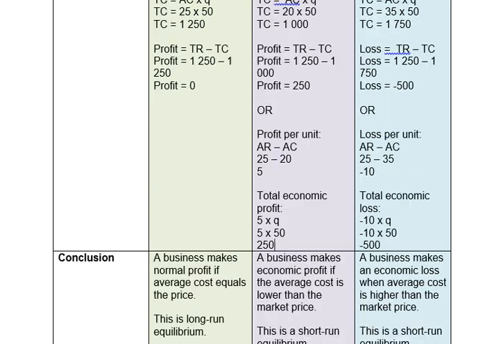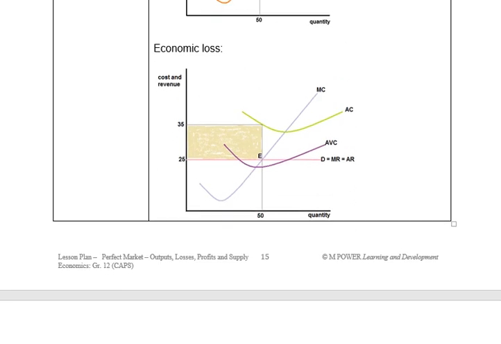If we look at the losses, last one. All right, again, to calculate the total economic loss, total revenue minus total cost. We don't have total revenue, we don't have total cost, but we do have the averages. So to calculate total revenue, we take price times quantity. The price is found on the demand curve. So your price is 25 Rand. Your profit maximizing quantity is 50. So your total revenue is 1,250. To calculate your total cost, we are going to take average cost times quantity.